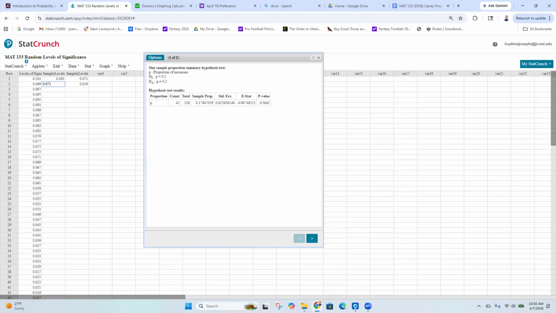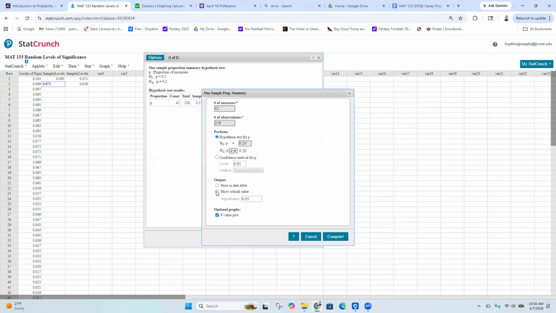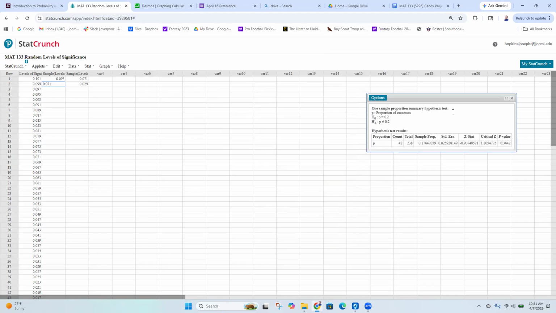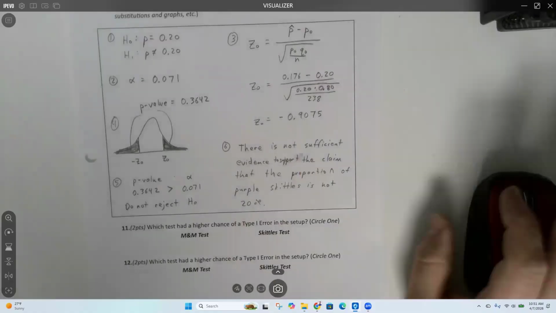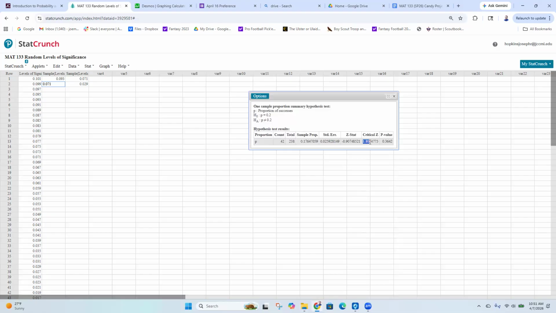Okay, so I mentioned not to click this button. We do want to click this show critical value when we were doing confidence intervals, but I don't want to do it here because it's going to give you two z values and that's confusing. The z value that I want is this one, negative 0.907, that's the number that I wrote right here. But it also gives me this critical z value. What is that? That's the z value for this p-value.